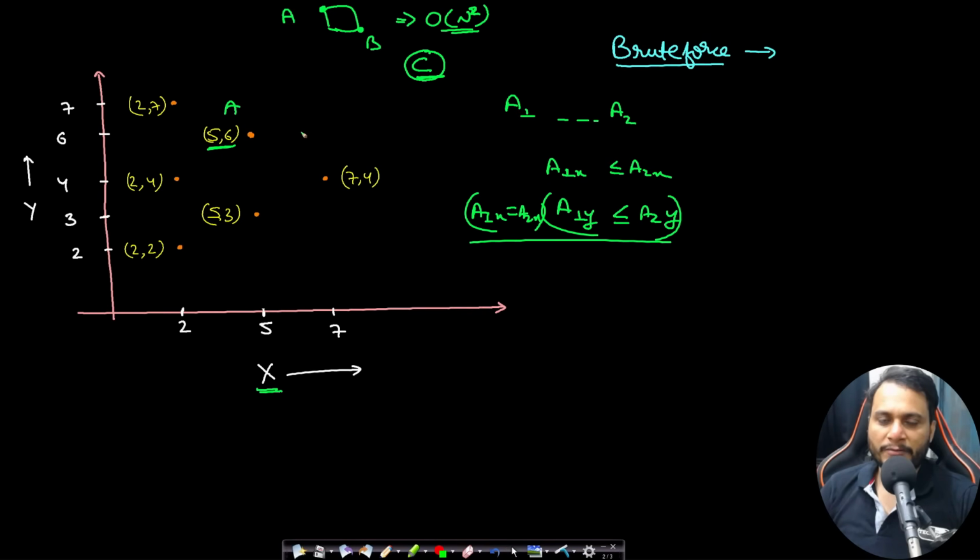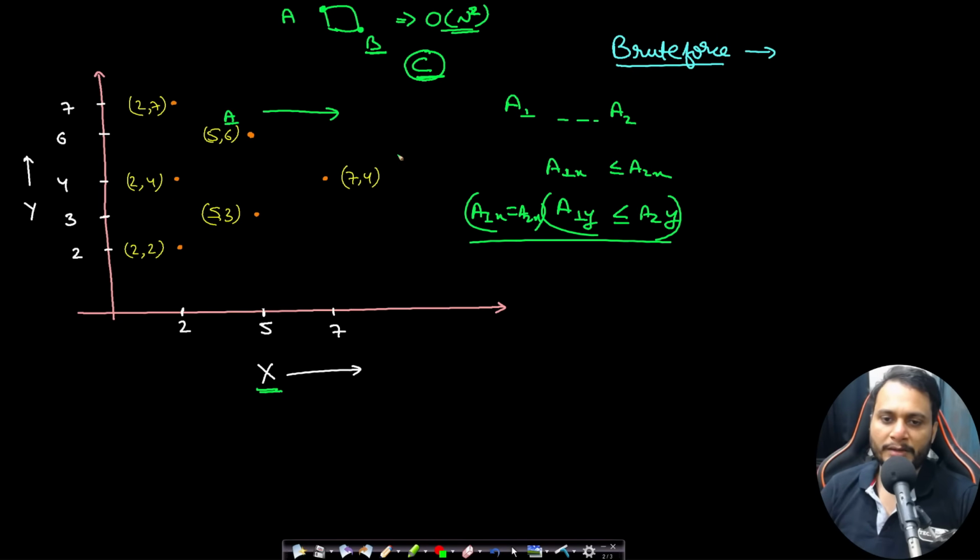First of all, if I arrange on the x-axis, then I know that if I have picked an A coordinate, then the B, which is the bottom right corner, must be to the right of A. Okay, either it is on the same x coordinate or to the right. So if I have sorted it based on the x-axis, then I know that everything I see next to this A will be either in the same x coordinate or on the right hand side.